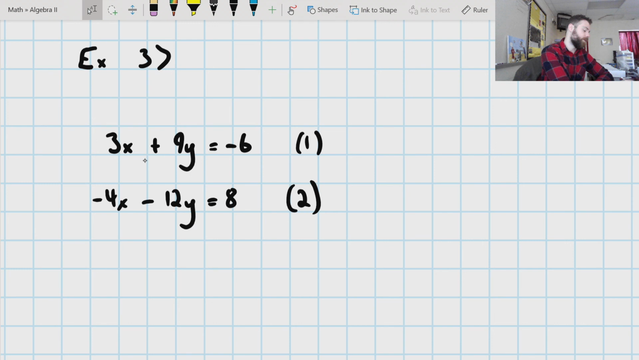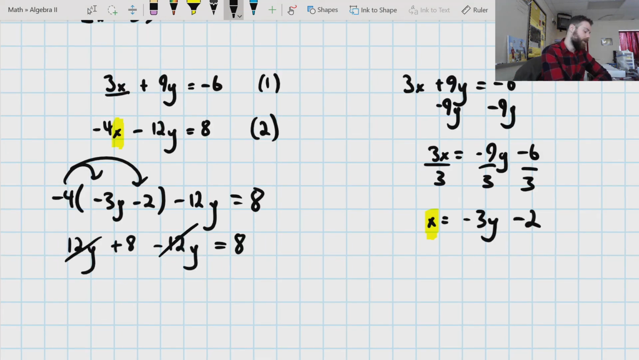So I've got negative 4 times negative 3y minus 2, minus 12y equals 8. So negative 4 distributes. So I'm left with 12y plus 8 minus 12y equals 8. And then when I combine 12y with negative 12y, actually all my variables cancel out and I'm left with number equals number.